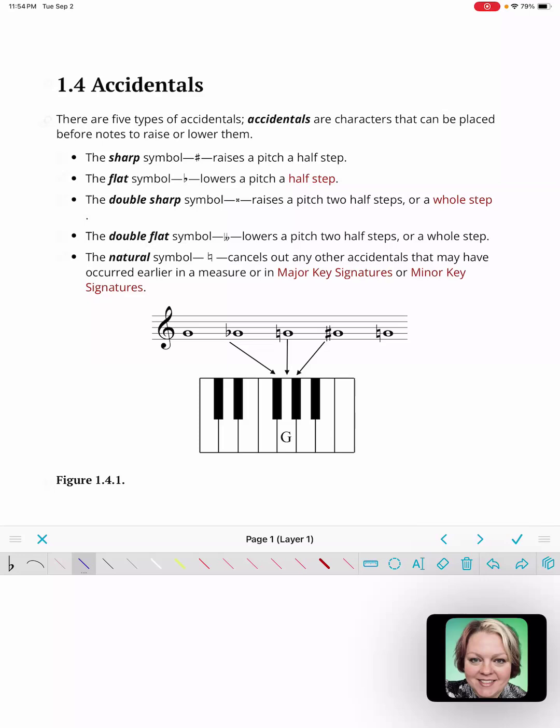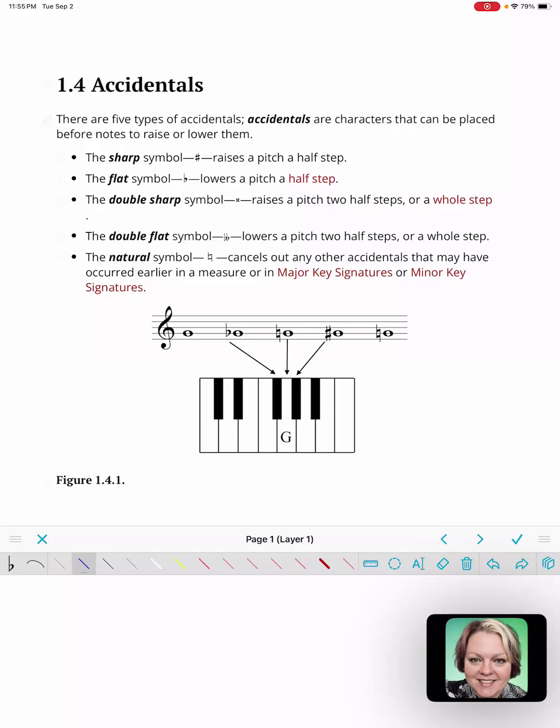Now, the fifth bullet point there talks about the natural symbol. In some ways, it looks maybe a little bit like the sharp, but with some parts missing. So it's kind of like a capital L and then an upside down capital L attached to it on the right. It tells you there that the natural symbol cancels out any other accidentals that may have occurred earlier in a measure or in major key signatures or minor key signatures. Okay, so key signatures are something that are going to happen later, so just don't worry about that at all. But right before that, it does say earlier in a measure.